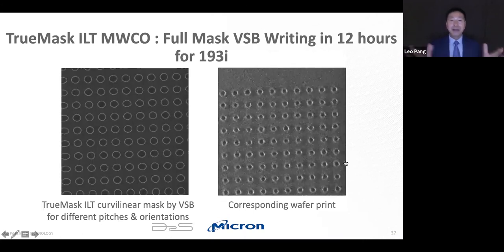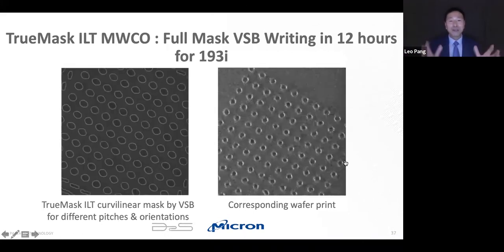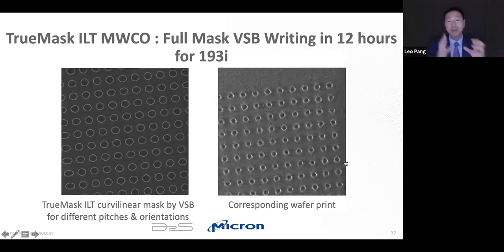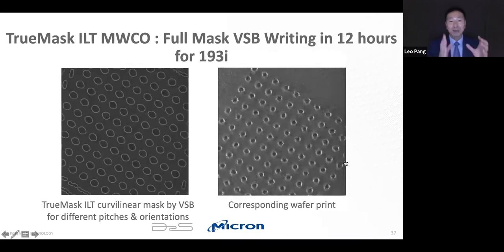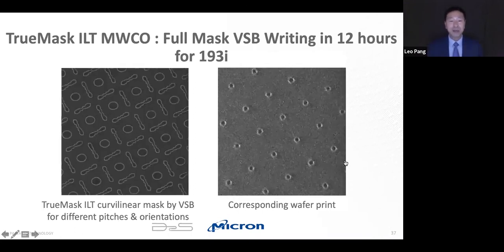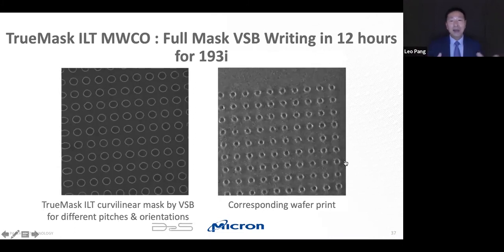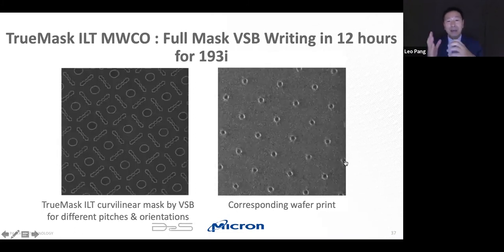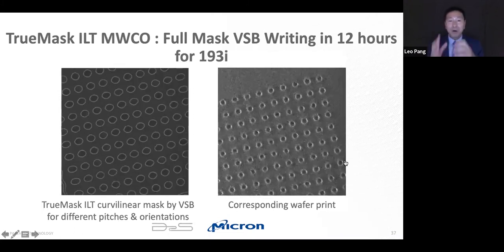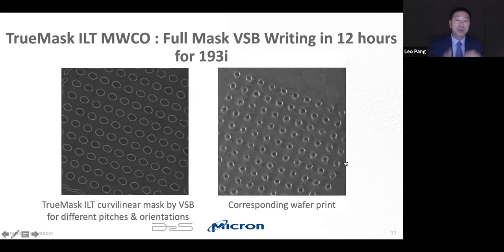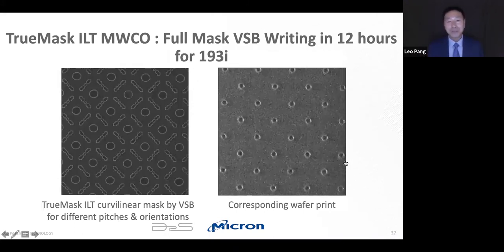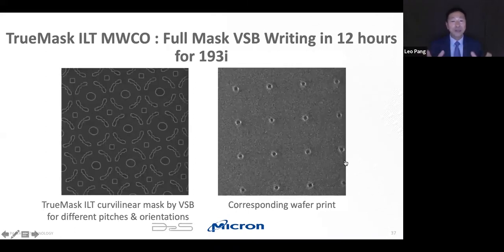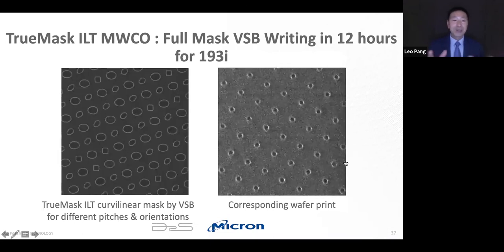In summary, last year we presented our first curvilinear ILT paper. We showed that those kinds of curvilinear ILT masks can be written by a multi-beam mask writer. We worked together with Micron, and we printed wafers. And this year, we worked together and showed that those curvilinear ILT masks can be written by a VSB mask writer for 193i with this new technology we call MWCO. And this is for 193i. For EUV, you still need the multi-beam because that's not just a shot count issue.